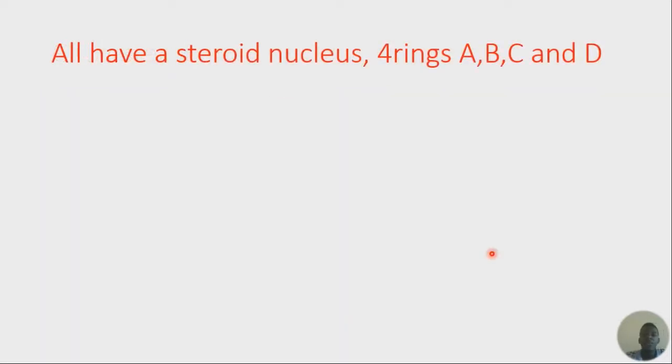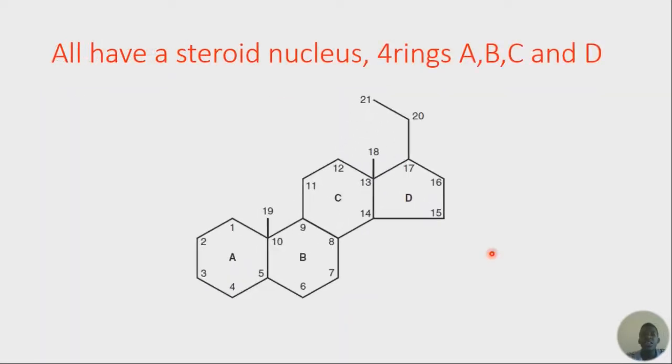All of them have a steroid nucleus, that is, ring A, ring B, ring C, and ring D. These are what form the steroid nucleus, and you can see the numbering. When I talk about carbon 11, it is here. So it goes 1, 2, 5, 6, and then 10, 11, 12, 14, 15, 16, 17, 18, 19, 20. Carbons 18 and 19 are just those methyl carbons.